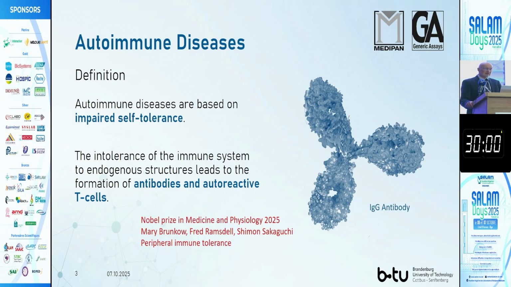And by the way, just yesterday, the Nobel Prize for Medicine and Physiology was awarded to Mary Brunkow, Fred Ramsdell, and Shimon Sakaguchi for their groundbreaking work in the field of peripheral immune tolerance, which plays a pivotal role in the development of autoimmune diseases. So, from my point of view, this underpins the importance of autoimmune diseases and the appropriate serological diagnosis of these immune dysregulations.